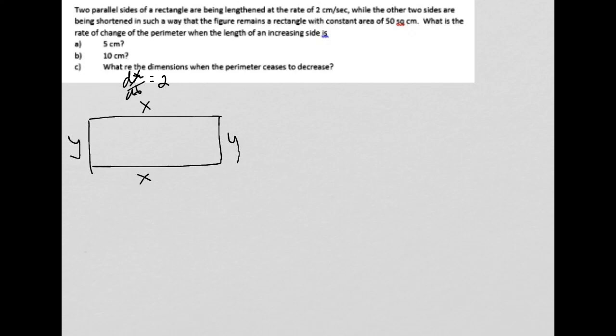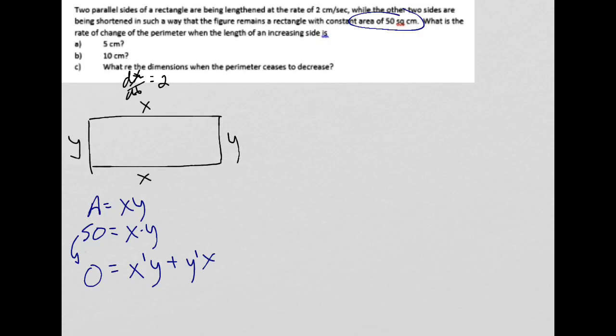So first off, they talk about the area being constant, right? So I know that the area of this thing is x times y, and I know that the area is constant, so 50 is equal to x times y. Now, if I derive that with respect to t, the derivative of the 50 is nothing, and that's equal to, with the product rule, x prime y plus y prime x.